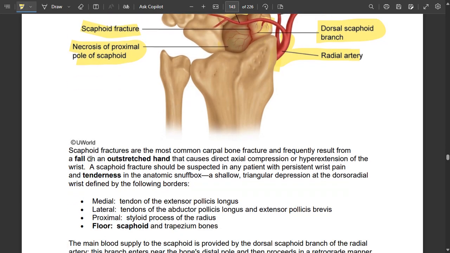Scaphoid fractures are the most common carpal bone fractures, frequently from a fall on an outstretched hand, which causes direct axial compression or hyperextension of the wrist. We suspect scaphoid fractures in patients with persistent wrist pain and tenderness in the anatomical snuff box. The anatomical snuff box is a shallow triangular depression of the dorsal wrist defined by the following borders. What are the borders of the anatomical snuff box?